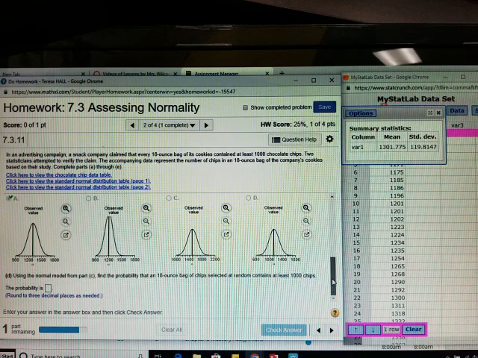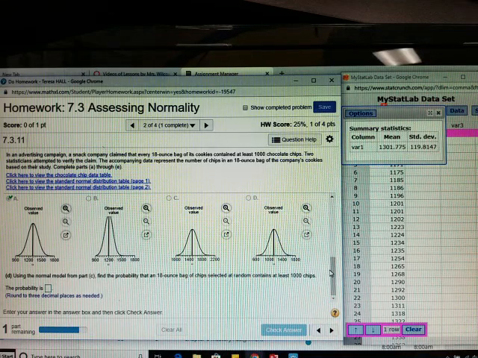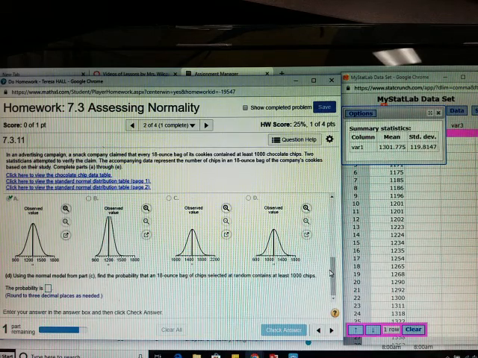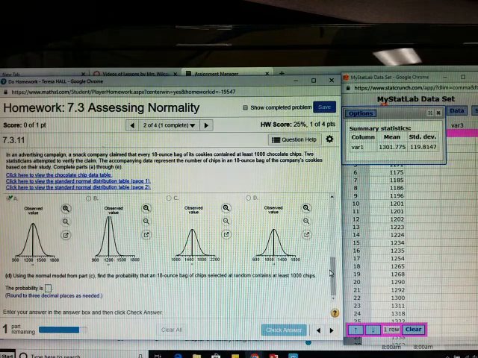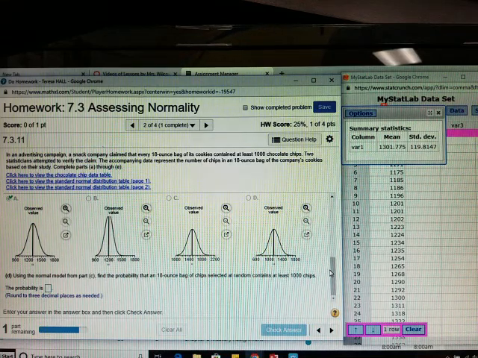Now, part D and part E, these are really good questions. These are going to take you back to stuff that we did in our last section or two that we have been working in here. Now, remember for this problem, we were given a mean of 1301.8. That was my sample mean. My sample standard deviation was 119.8. Now, we're being asked for the probability that this bag of chips has at least 1,000 chips in it.